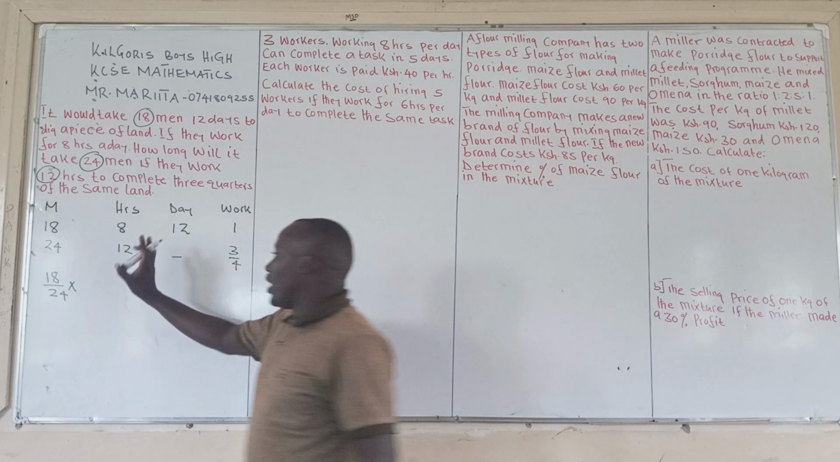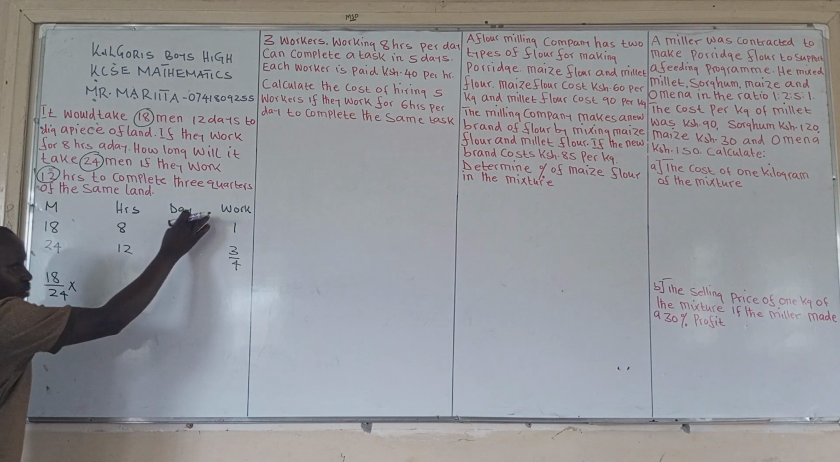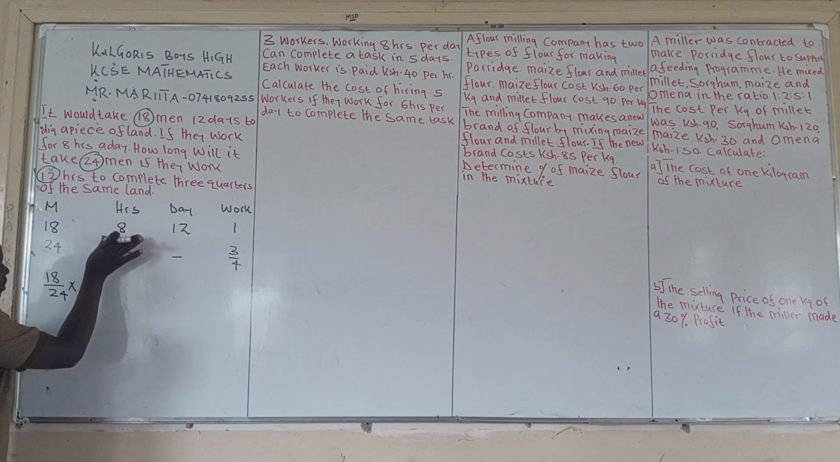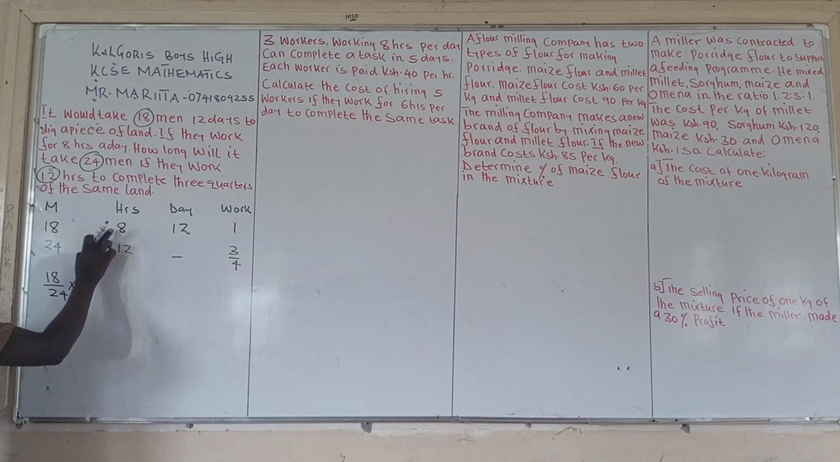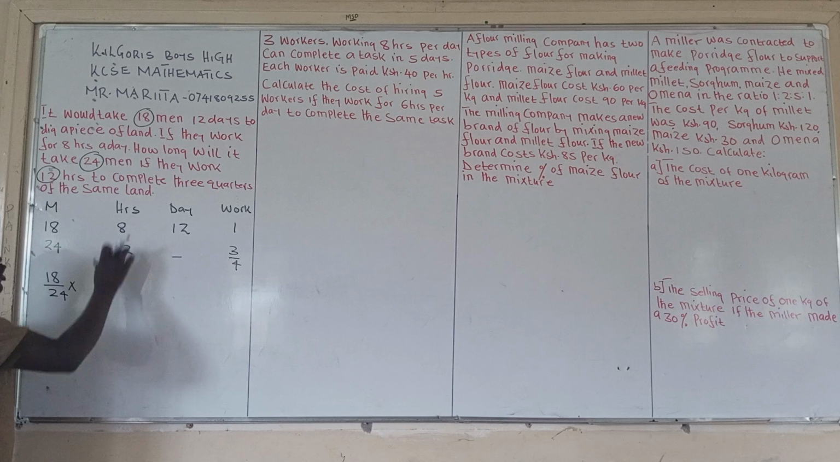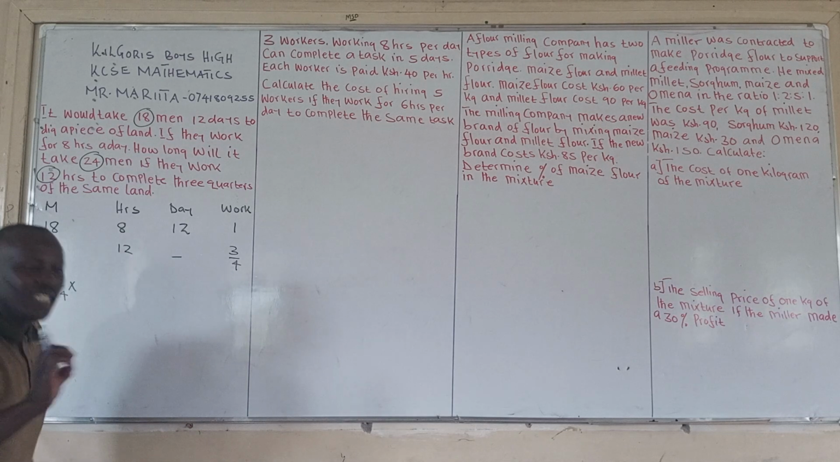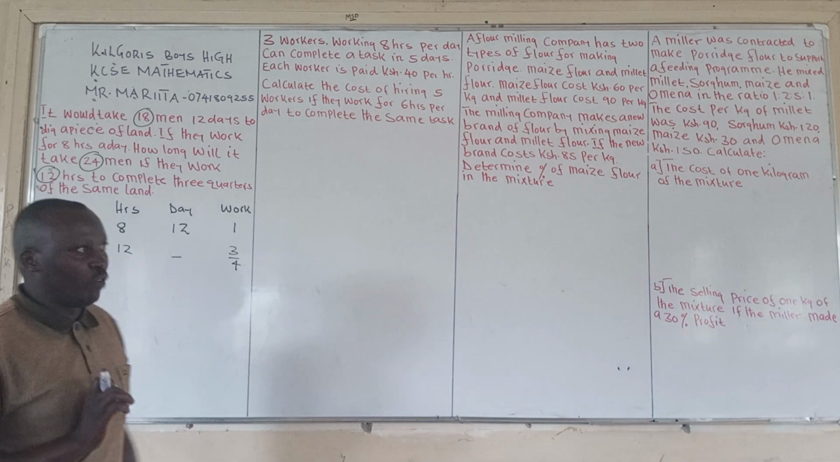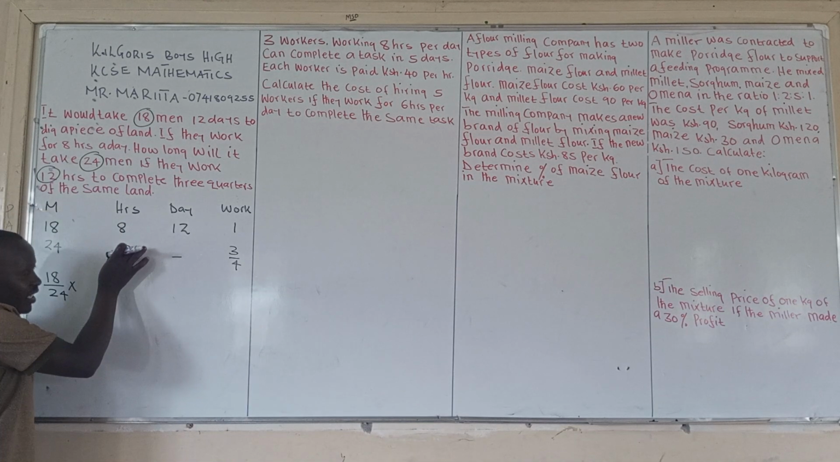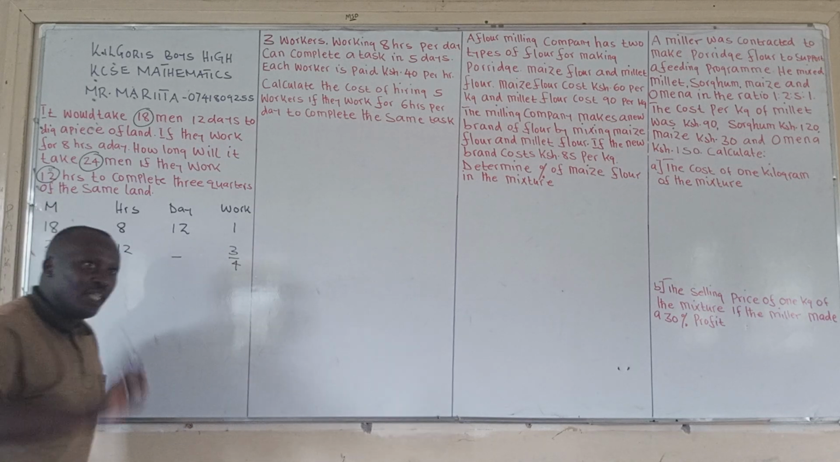Now, for the second part, compare the number of hours and the number of days. The number of hours increased from 8 to 12, the ratio from 8 to 12. If the number of hours has increased, they will take fewer days to complete a piece of land. So as the number of hours increases, they take fewer days to complete a piece of land.